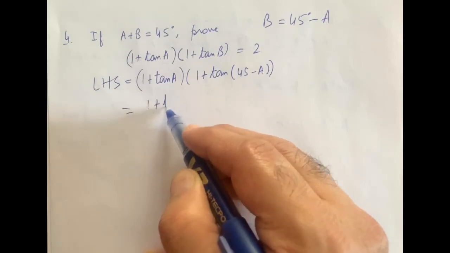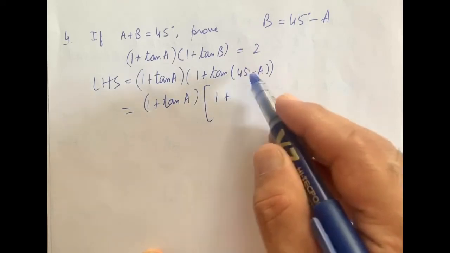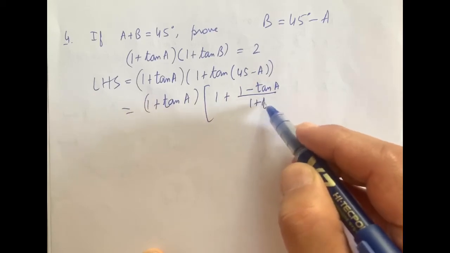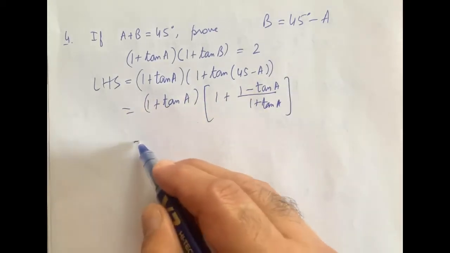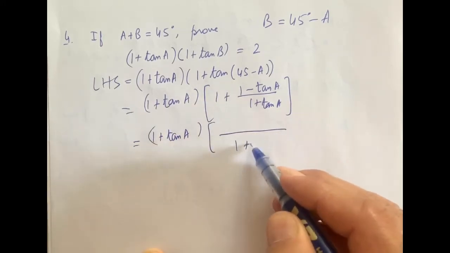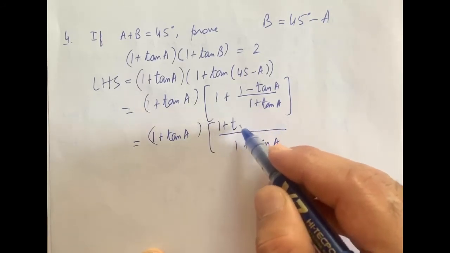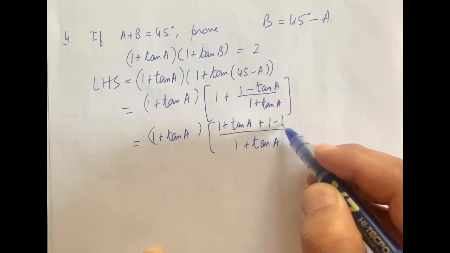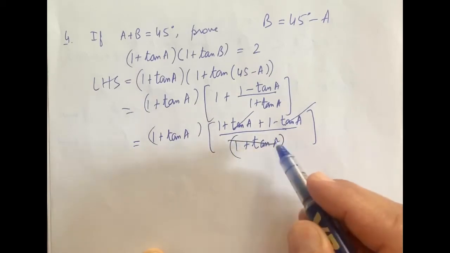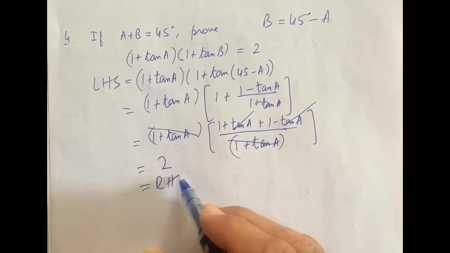This is 1 plus tan A into 1 plus, now tan of 45 minus A is 1 minus tan A upon 1 plus tan A. This is 1 plus tan A. Now take LCM. Here 1 into 1 plus tan A is 1 plus tan A, and plus 1 minus tan A. Tan A will cancel out with this. We are left with 1 plus 1, which is 2. Same as the right hand side. This is what we had to prove.